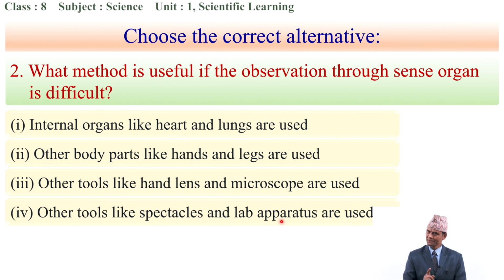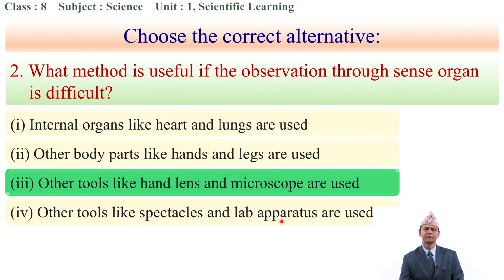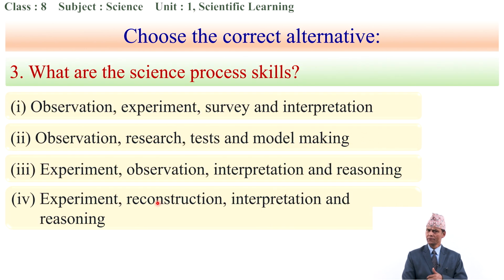Have you got that? Let's check it out. Yes. Other tools like hand lens and microscope are used if our sense organs do not perform observation work properly. Students, let's have question number 3. What is question number 3?